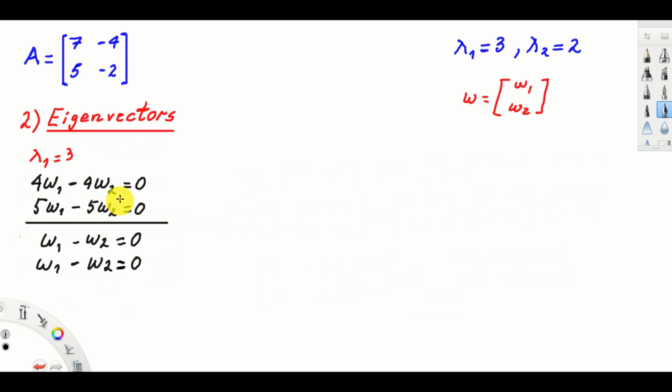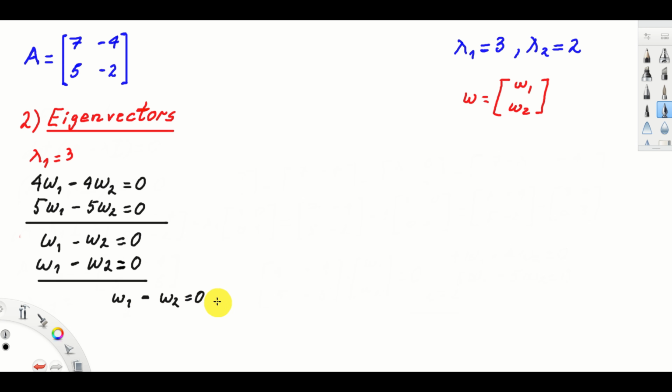And this is expected since the corresponding determinant of A minus lambda 1 I is actually equal to 0, which means that the determinant has linearly dependent rows or columns. So instead of these two equations, we only have a single equation. And this single equation is that w1 is equal to w2. Or let's write it first in the general form. It's w1 minus w2 is equal to 0.